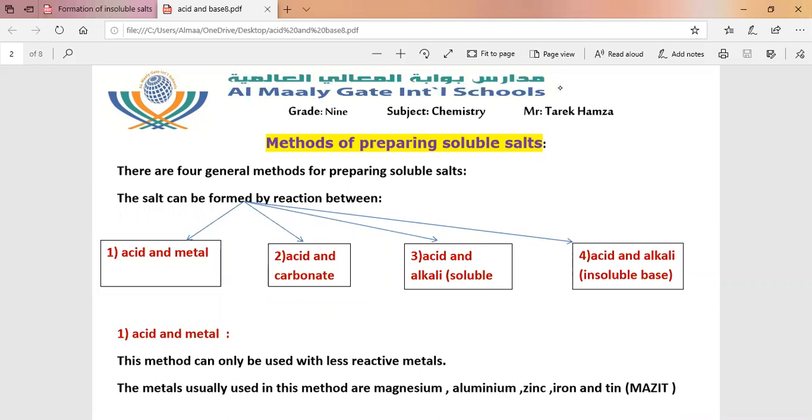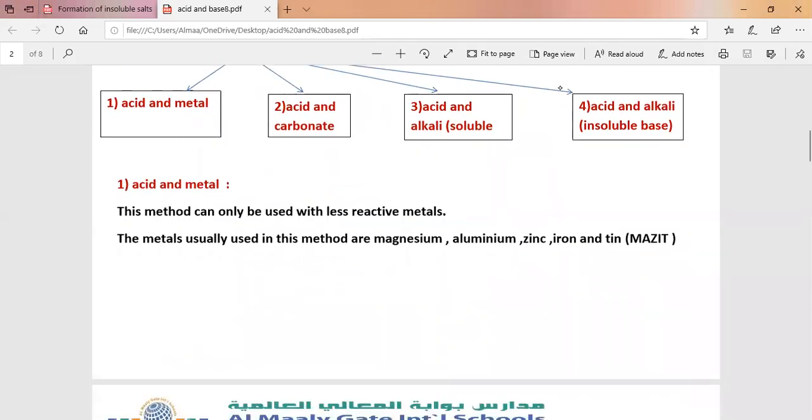The first one, metal and acid. This method is used only for less reactive metals. The metals usually used in this method are magnesium, aluminum, zinc, iron, and tin. They have a simple memory method: M for magnesium, A for aluminum, Z for zinc, I for iron, T for tin.